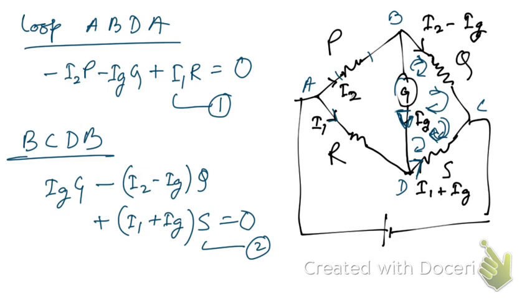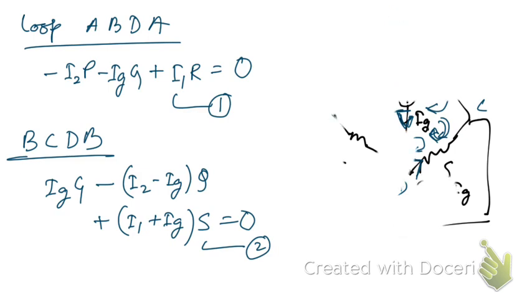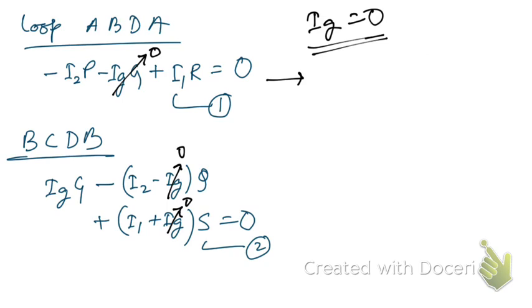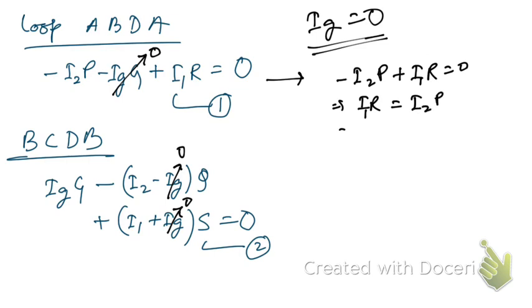Now let me clean this diagram. Now you see, in the balance condition Ig is equal to 0. In that case this term will be 0. So equation 1 gives you minus I2P plus I1R is equal to 0, which implies that I1R is equal to I2P, and I1 by I2 is going to be equal to P by R.